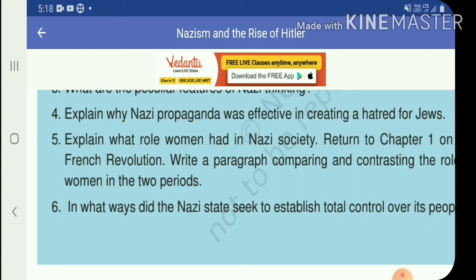Explain the role of women in Nazi society. Return to chapter 1 on the French Revolution. Write a paragraph comparing and contrasting the role of women in the two periods. Now we'll watch this question's answer.